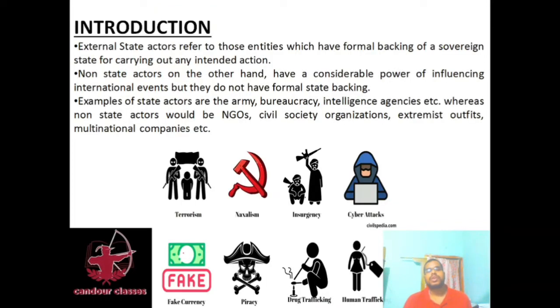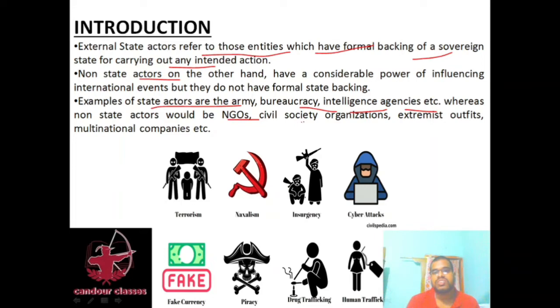In the introduction, we'll talk about external state actors. They refer to those entities which have the formal backing of a sovereign state for carrying out any intended actions. Here we have mentioned state actors like the army, bureaucracy, intelligence agencies, etc. The non-state actors, on the other hand, have a considerable power of influencing international events, but they do not have formal state backing. So who are non-state actors?